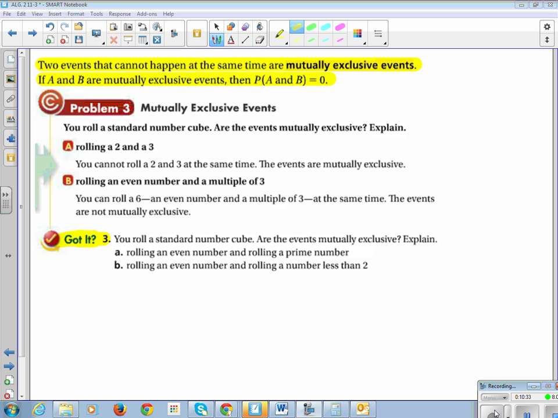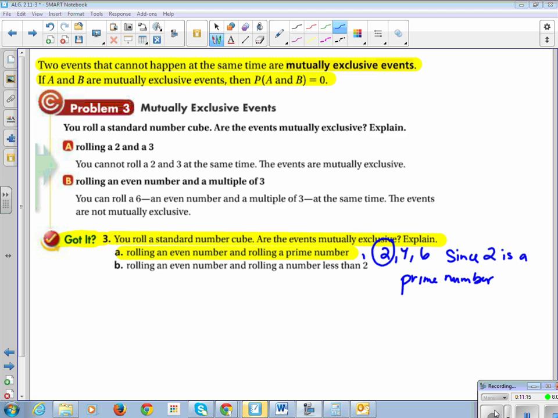So now let's look at this scenario. Let's see if we can reason this through. You roll a standard number cube. Are the events mutually exclusive? And let's explain. Rolling an even number and rolling a prime number. So if you have a number cube, your even numbers are 2, 4, and 6. Are any of those prime? Yes. 2 is prime. So since 2 is a prime number, these are not mutually exclusive.